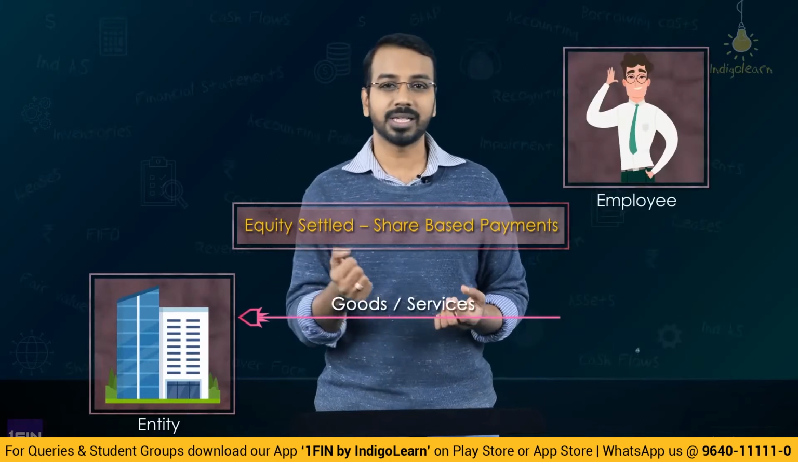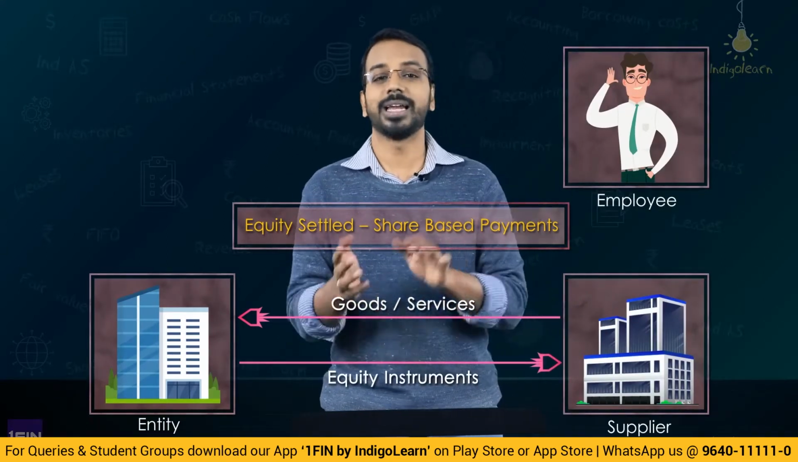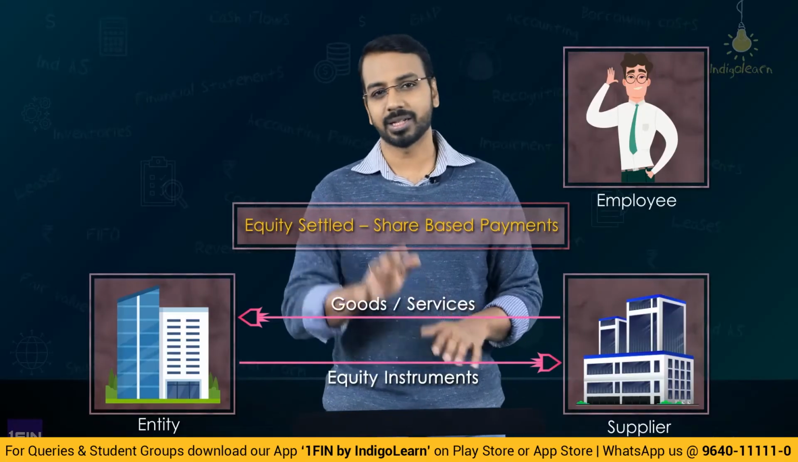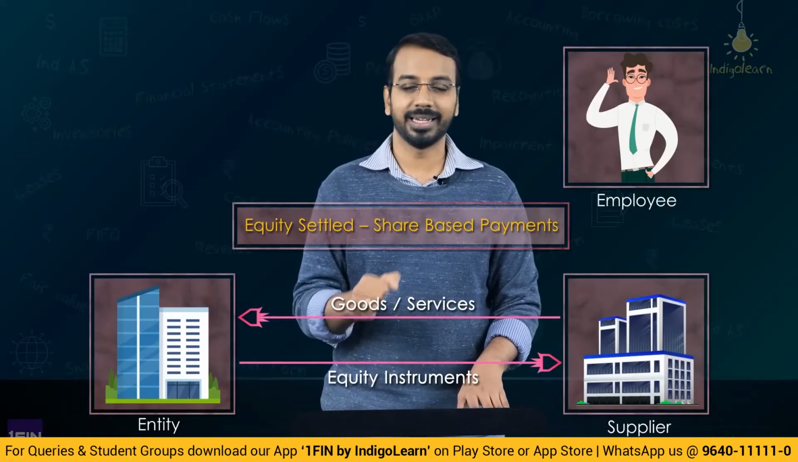So this is the basic discussion about equity settled transactions. What is happening here? The entity receives goods and services and the entity issues equity instruments. That is what an equity settled transaction is. But please note, friends, services have to be received by the entity, right? Now having understood this, let us move on to the next aspect, that is cash settled transactions.